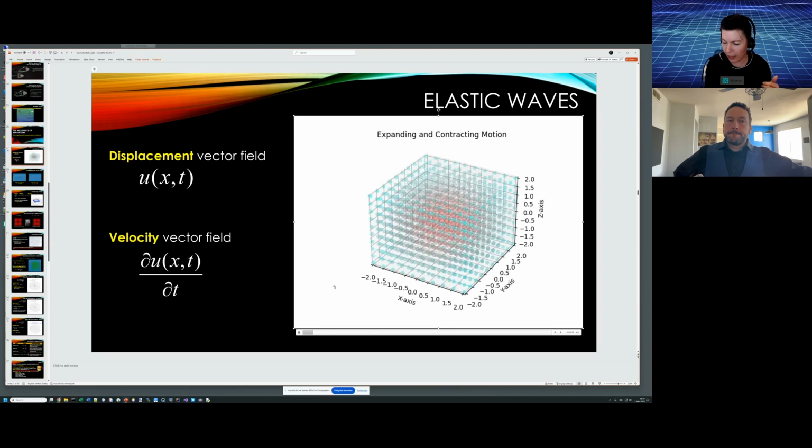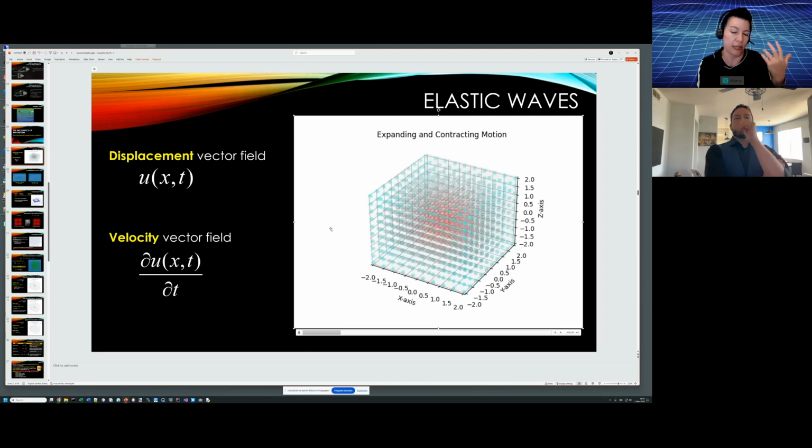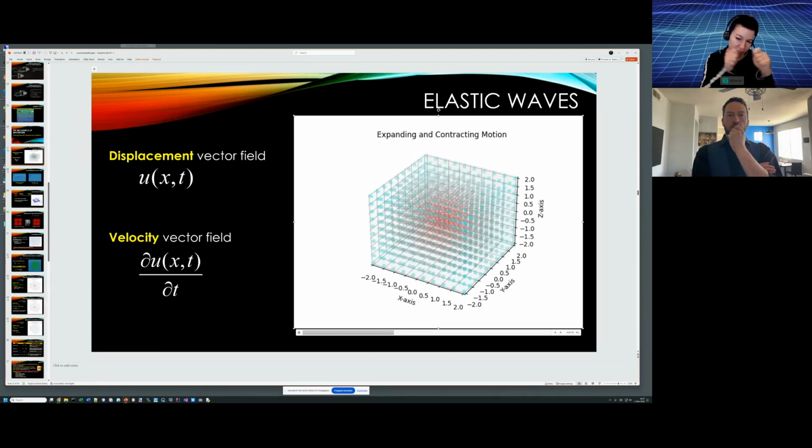Similarly, the next concept would be the velocity vector field. We can also look at how fast these grid points are moving, wobbling and oscillating. Again, here in the middle, you see that these points are moving faster than towards the outside. So you can visualize this as a vector field too. I think you probably know where I'm going with this.